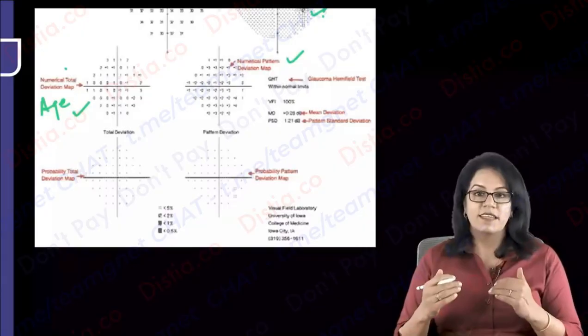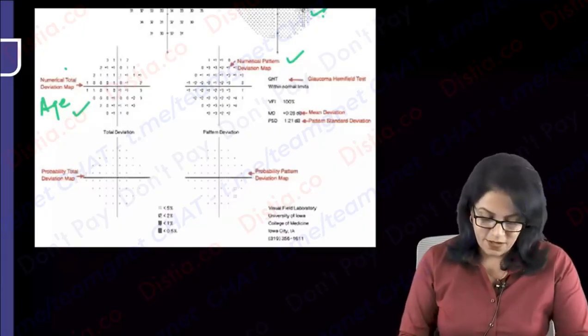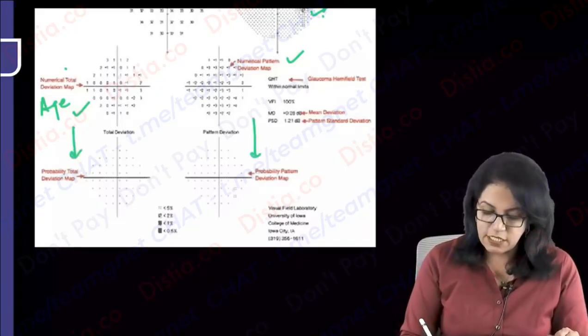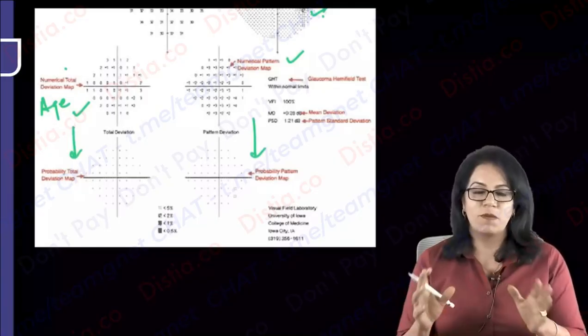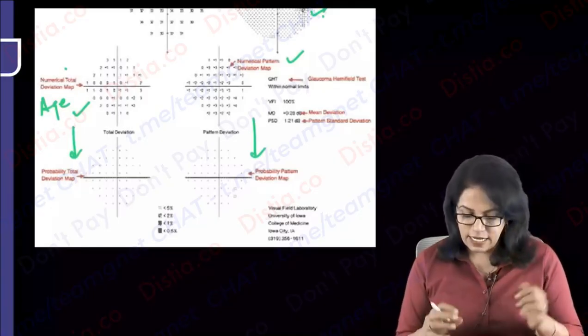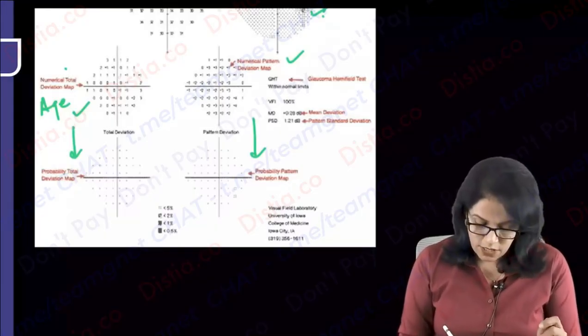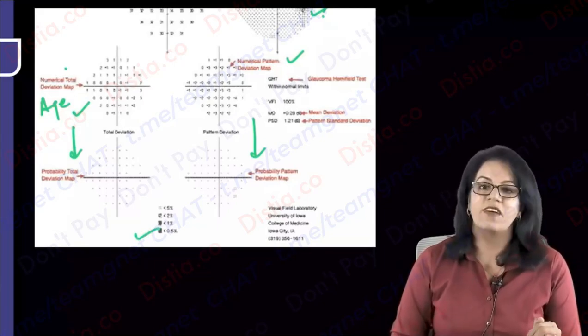And then comes the third. Third is generally the probability. Okay, it's a probability chart of total deviation, probability chart of pattern deviation. Everybody knows from statistics knowledge that any p-value of less than 0.5 is very, very significant, right? So this is the mark of less than 0.5.